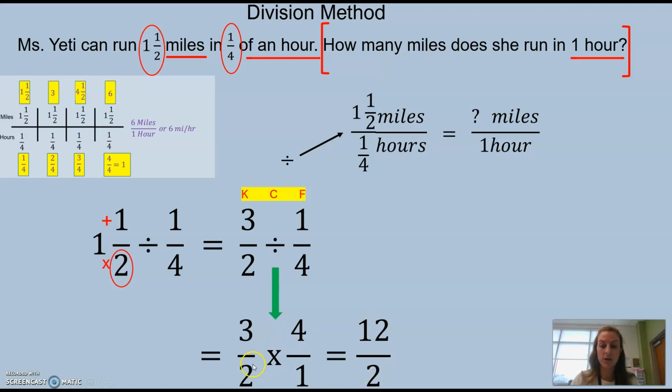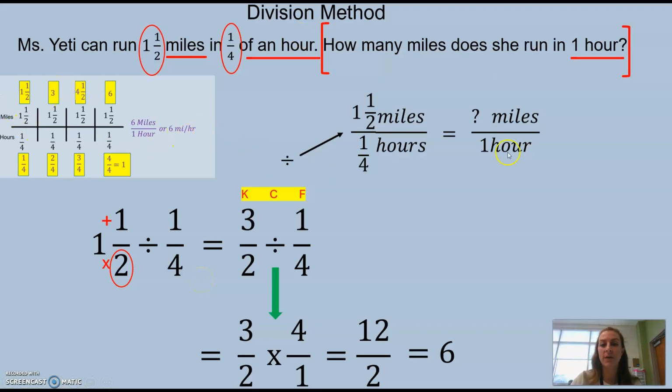We could look across to simplify. Hopefully some of you are recognizing the 2 and the 4 could have been divided by 2, which would have gotten us straight to our simplified answer of 6/1, which is the same as 6. So again, we got the same answer here, 6 miles per hour, that we did before.